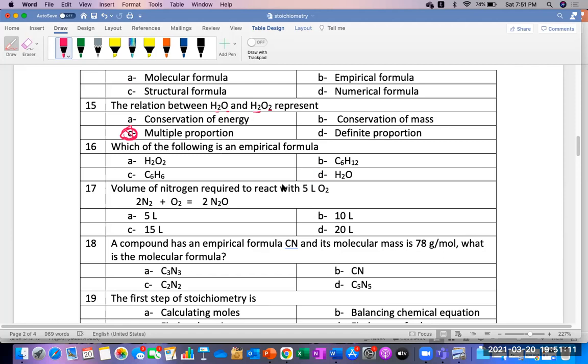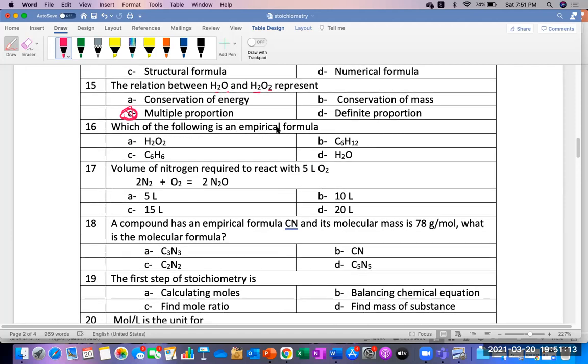Which of the following is an empirical formula? To be an empirical formula, it means it will be the simplest form. You need to go over the numbers, and if the numbers cannot be simplified more, or if it's the simplest form, this will be an empirical formula. So here it's 2 and 2, so we can simplify this one. It's 6 and 6, and here it's 6 and 5, so it will be this one.